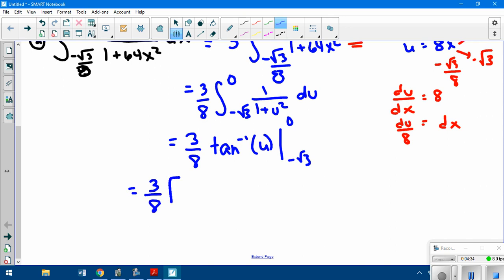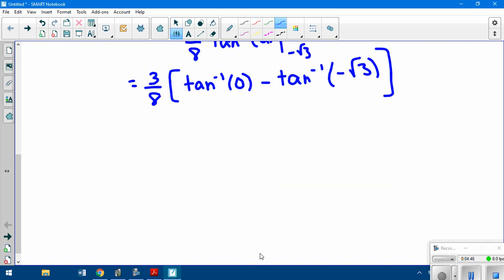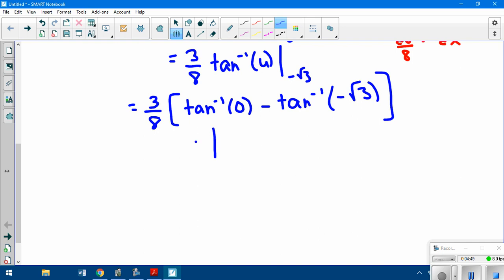So leave the 3/8 out front, and then we're going to have tan inverse of 0 minus tan inverse of negative radical 3. So tan inverse, remember, what do you shade out? The left-hand side. And what's tan inverse of 0 going to equal? Well, again, you got to think of it's a quadrantal. This is the point 1, 0. Tangent's y over x, so this would be 0 over 1, so it's this spot. So tan inverse of 0 is just the angle 0.